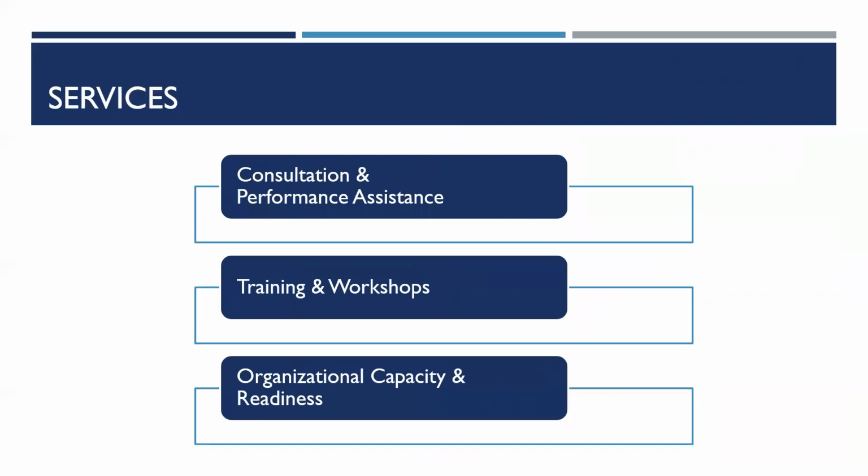Although our services are fluid in nature, meaning that we easily adapt to our clients' needs, we have three primary service categories, and they are: one, consultation and performance assistance, and performance assistance is just another fancy word for technical assistance. And we also provide training and workshops. And finally, we work with organizations to assess their capacity and readiness to effectively implement community-engaged initiatives and actually evaluate those initiatives. If needed, CEA will also provide additional services such as team coaching and staff training, and of course, more information is available on our website.